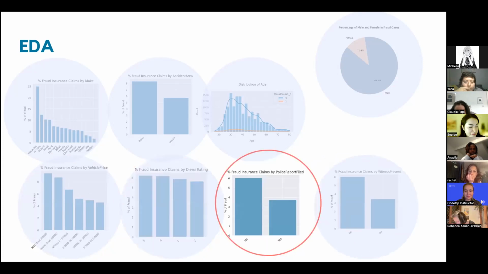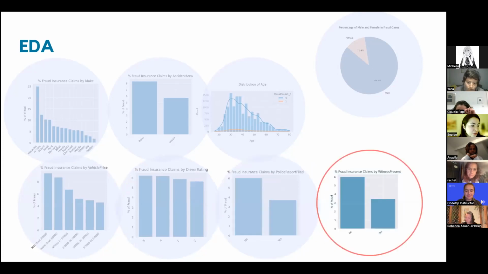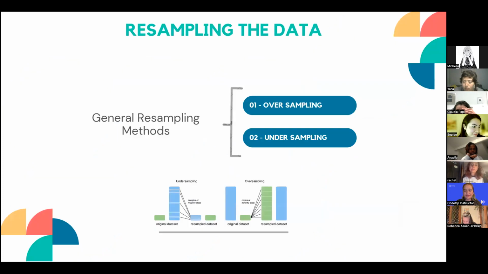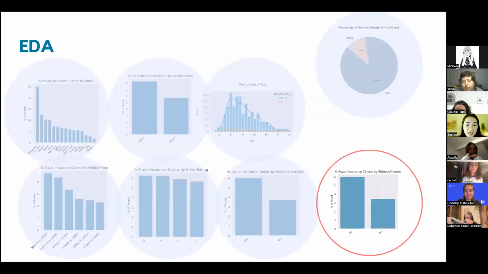And another column we looked at was whether a police report was filed or not, and also whether any witness was present or not. These visuals actually helped us get a better sense of our data set and identify any specific patterns and trends in fraud cases.